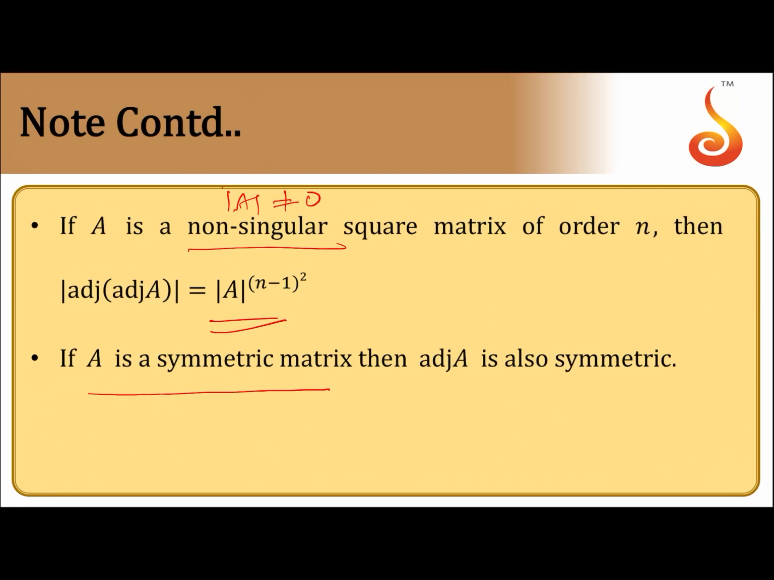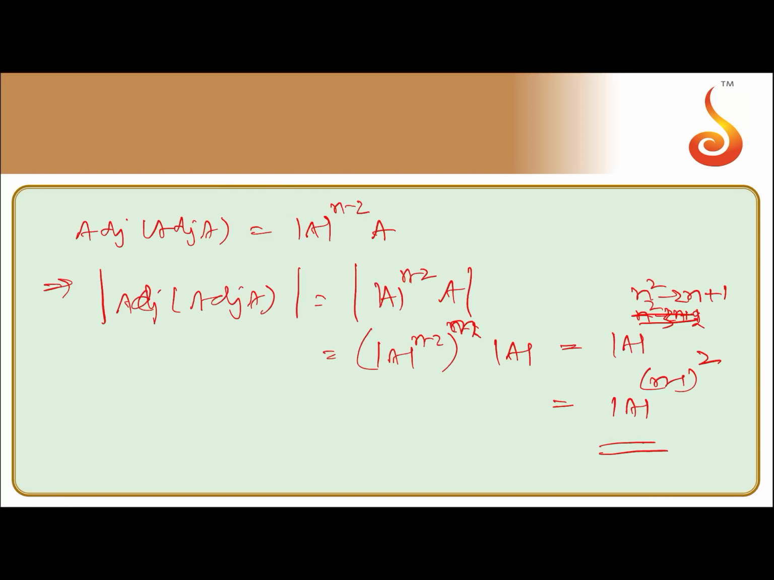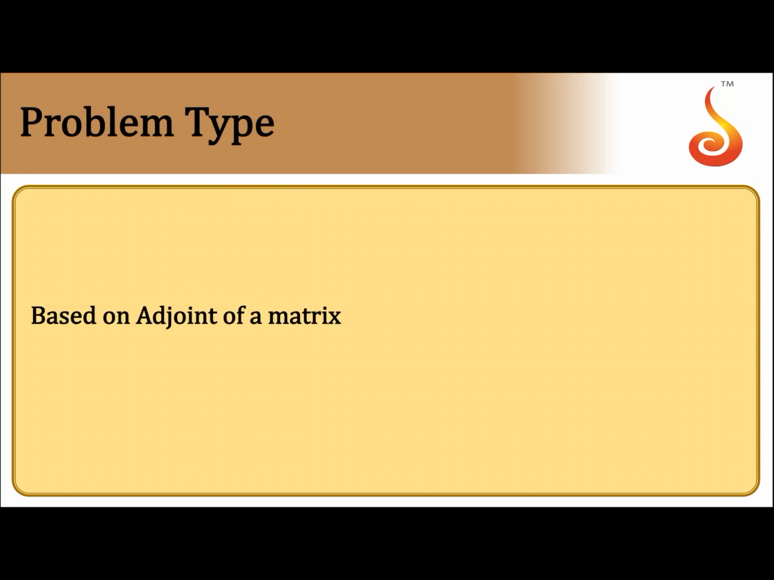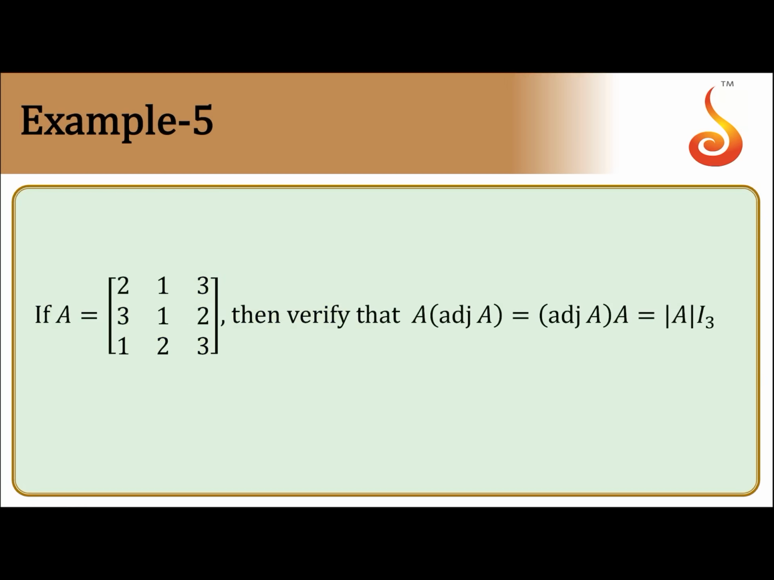And if A is a symmetric matrix, then adjoint A is also symmetric. This is one more property of the adjoint of the matrix. Right? Let's proceed. Problems based on the adjoint of the matrix.